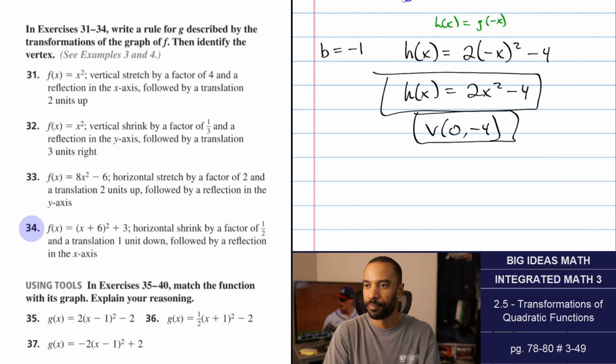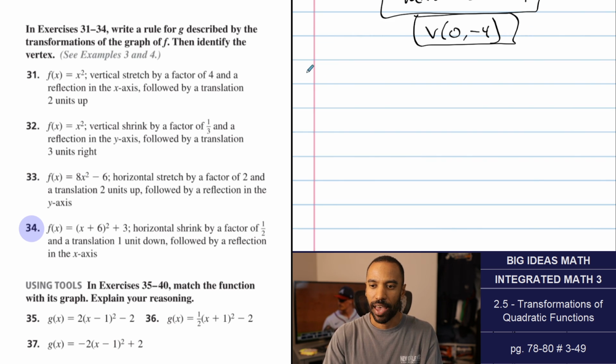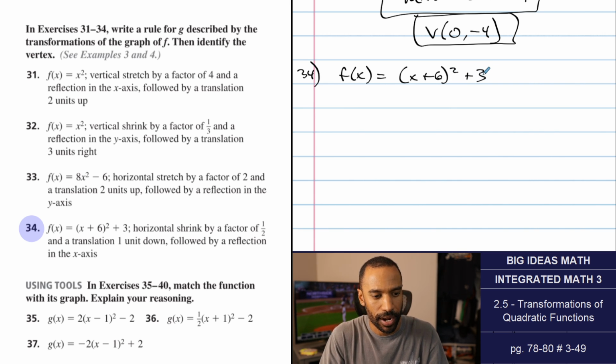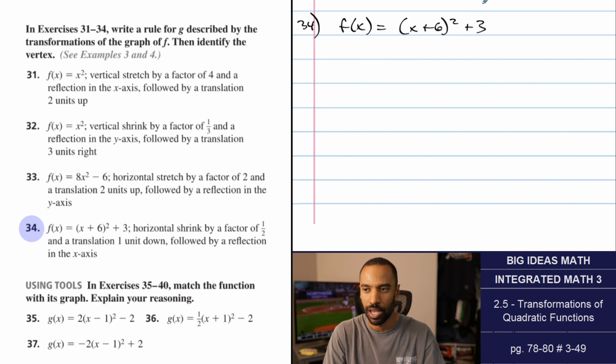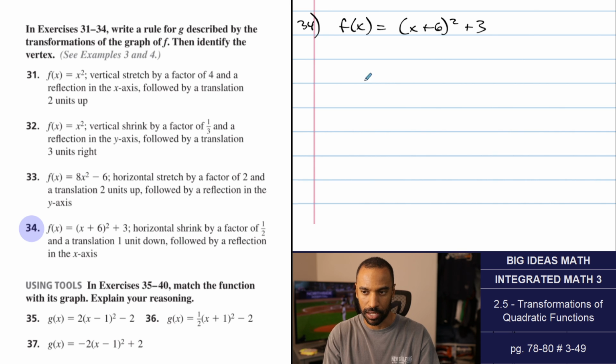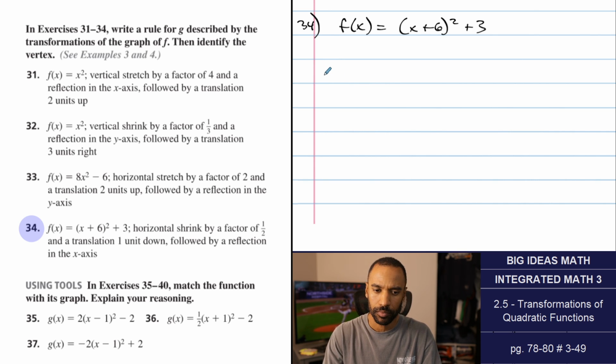Still have a little bit to go. f of x equals (x plus 6) quantity squared plus 3. We're going to horizontally shrink by a factor of 1/2 and a translation 1 unit down followed by a reflection in the x-axis. Okay, the followed by, maybe we should save for the end because we've got to do these other parts first. We might do the g of x, h of x stuff that we did before.